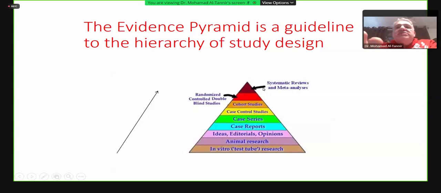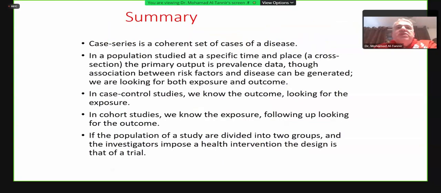As you see in this evidence pyramid, the best is really the randomized clinical trial. On the top is systematic review and meta-analysis, followed by randomized controlled clinical trial, cohort studies, case control studies, case series, case report, and so on. So as you see, descriptive studies are at the bottom, then cohort, then analytical studies, then we come to the interventional experimental studies, and on the top notch is the systematic review and meta-analysis.